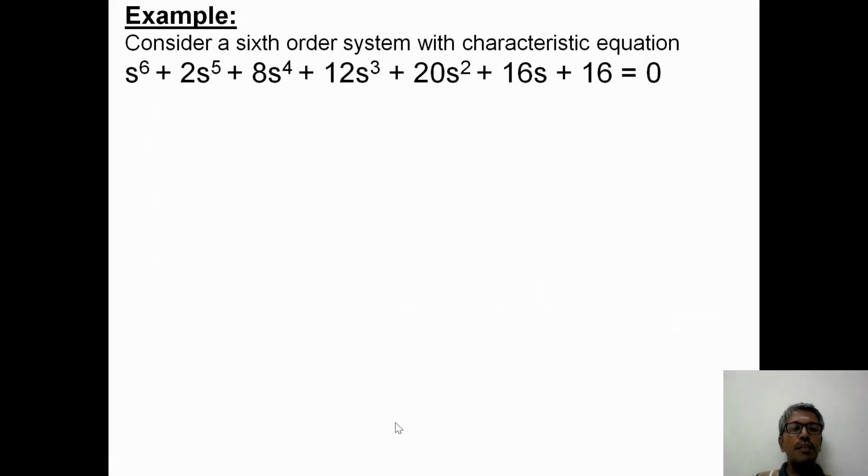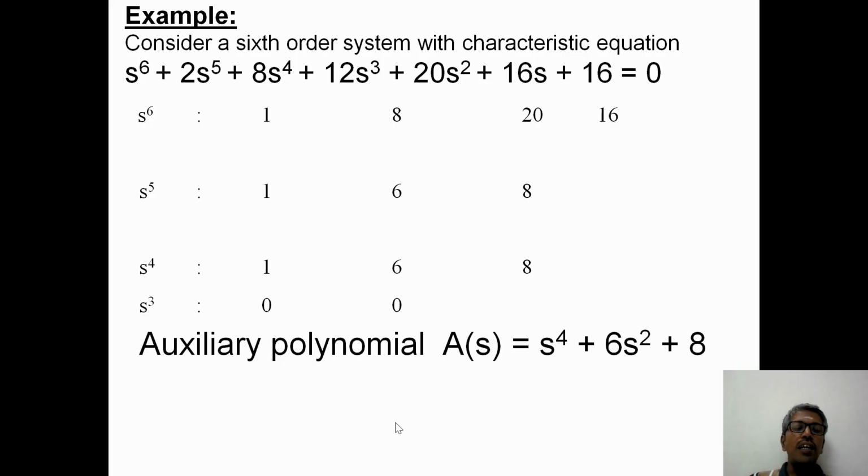In the next example, this is the third case of Routh stability. In that case, not only the first element, the entire row will be 0. For that you have to take the auxiliary polynomial. Before the zero row, you take that row as the auxiliary polynomial. So here, s^4 plus 6s^2 plus 8.